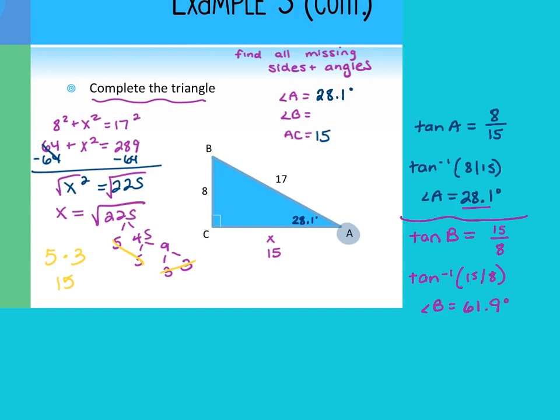Now, if I've done it correctly, if I add those two, 28.1 plus 61.9, I should get 90 degrees, and I do. 28.1 plus 61.9 is 90 degrees.